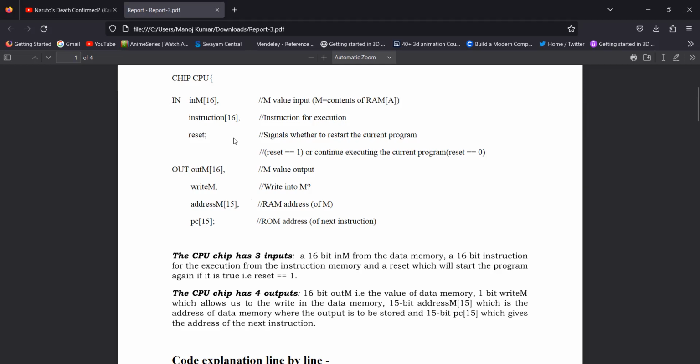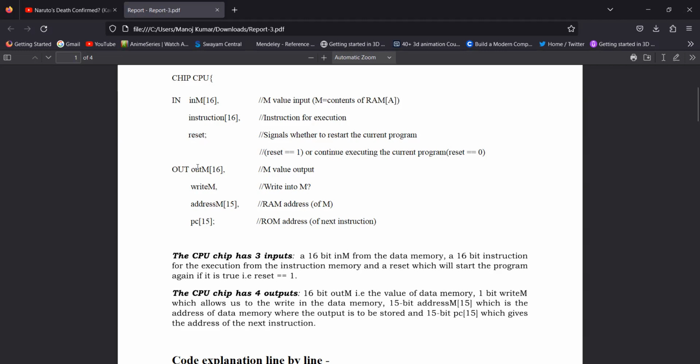If the reset value is 1, then the program is to be restarted. And if the current program is being executed and the value of reset during that time is 0, then the current program will continue to be executed.